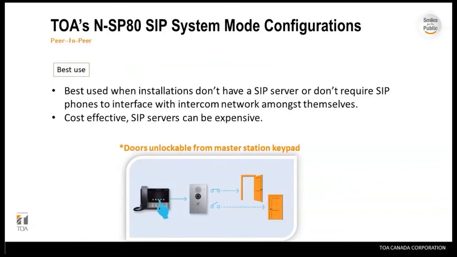Best use installations that don't have a SIP server or don't require a SIP server. Phones interface with the intercom network amongst themselves. So it's cost effective this way. SIP servers can be pricey, and the infrastructure and so on. So it's definitely cost effective if you're using it in the peer-to-peer mode. We're using again a simple PoE switch, and communication just directly from station to station and so on. And from that, you can still do your door release because in the masters you do have contact closures, which we'll show a little bit more detail on the substations further on.